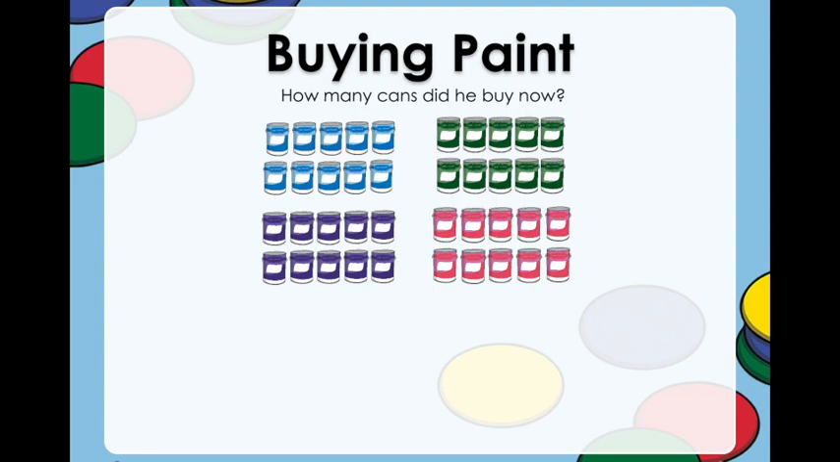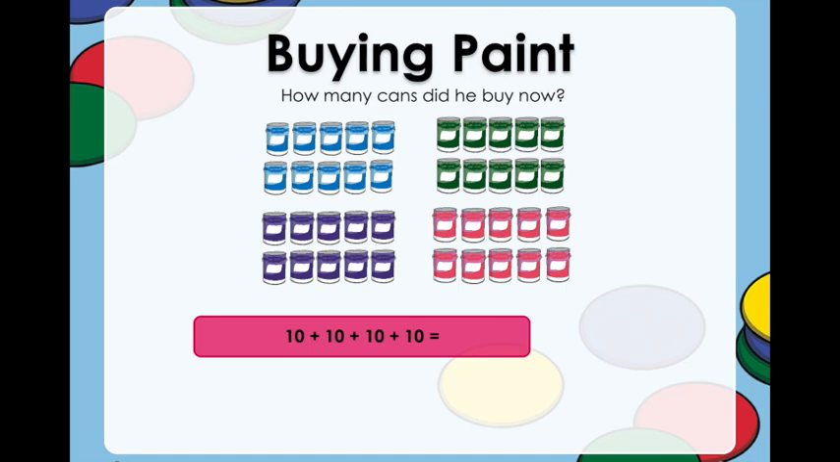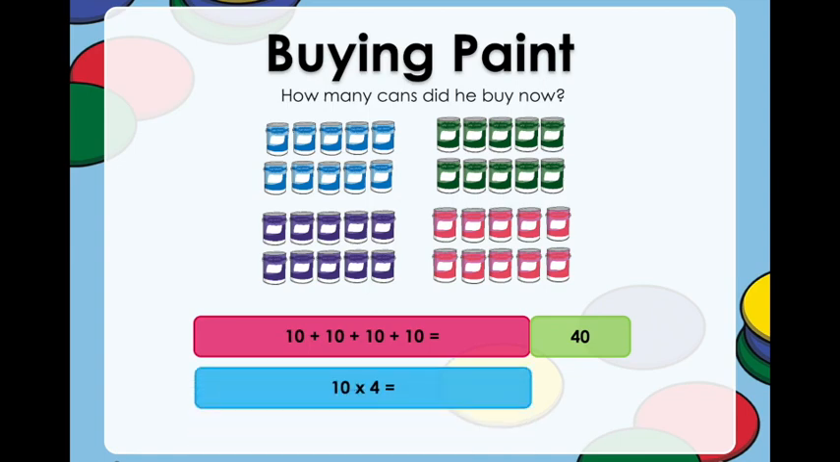Now we have four groups of paint, and in each group there are 10 cans of paint. So we can say 10 plus 10 plus 10 plus 10 as repeated addition, which is equal to 40. We can also say 10 times 4 equals 40.